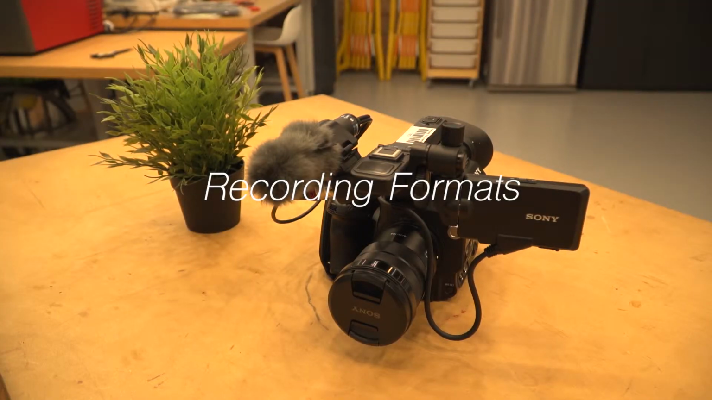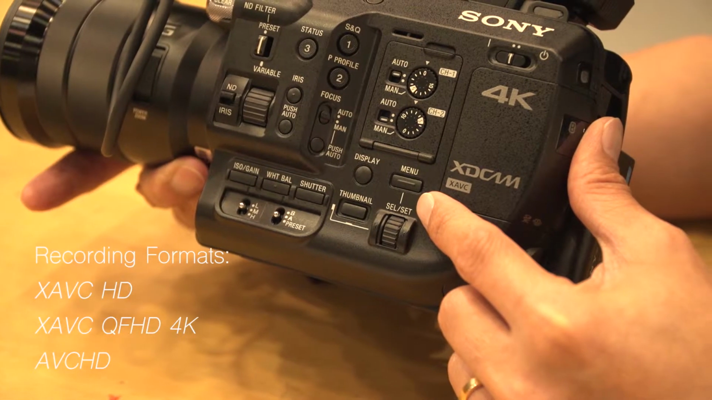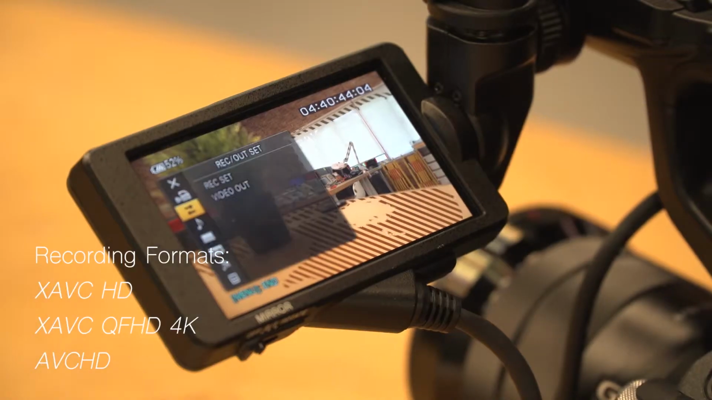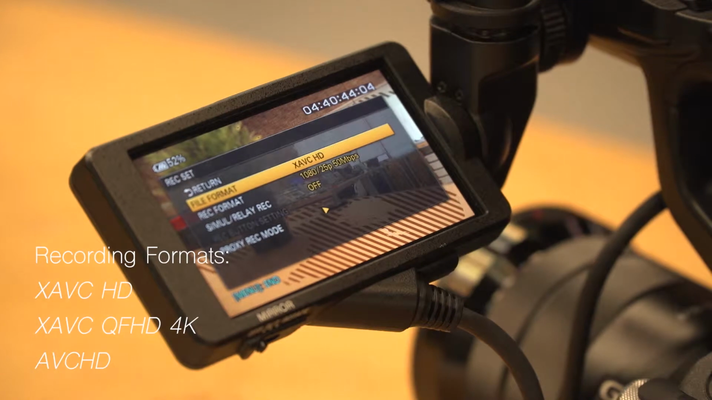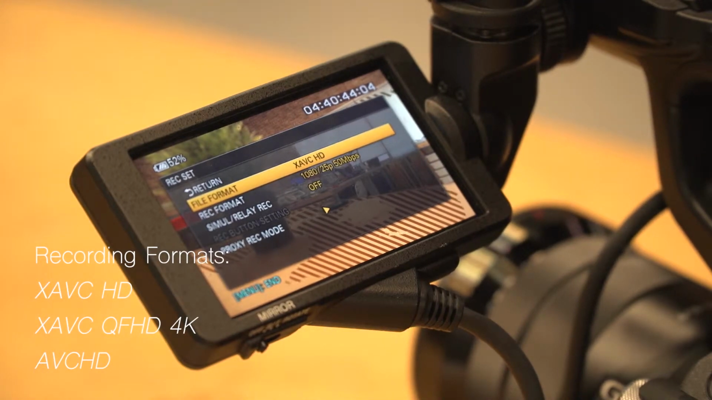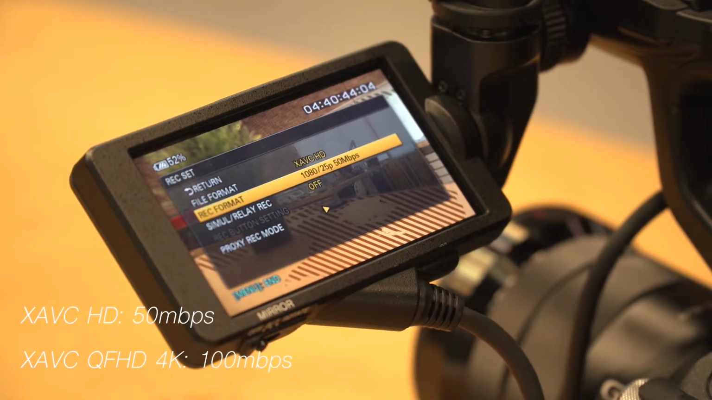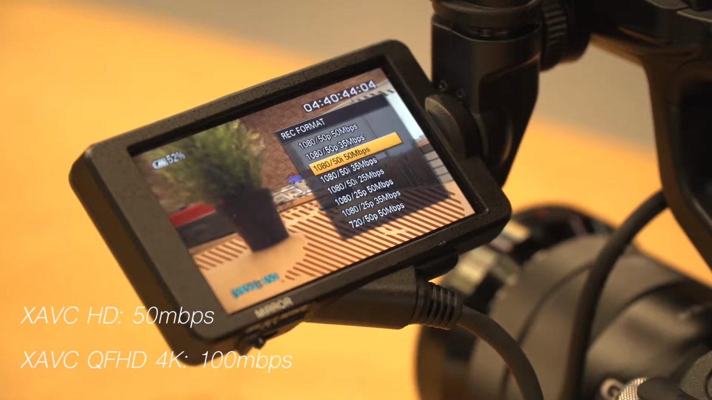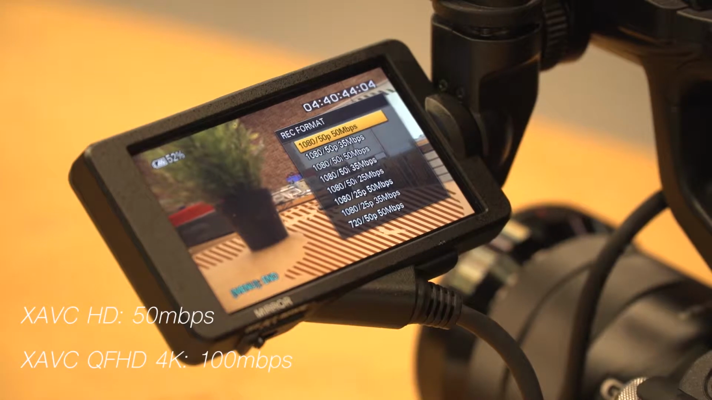If you didn't know, the Sony FS5 is capable of 3 different recording formats: XAVC HD, XAVC QFHD 4K, and AVC HD. For XAVC HD, set it at 50 megabits per second, and for 4K recording, set it at 100 Mbps.